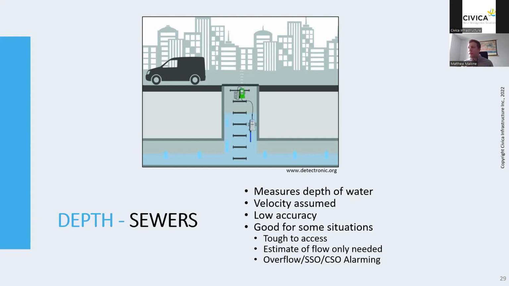that goes to the final point on overflows. When you're monitoring a particular location that has overflows, SSOs, CSOs, alarming, things like that, it may be spilling from a combined system into a storm system, or a wastewater system into a storm system. If you just want to know when certain things are being triggered, then a depth may be good enough for your application. It all depends again on what the end goal of monitoring is.